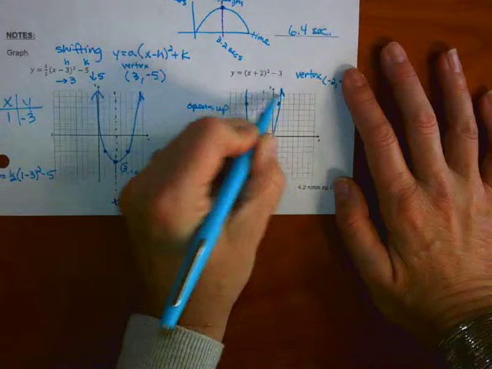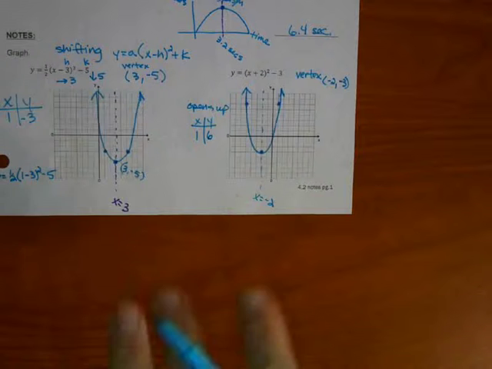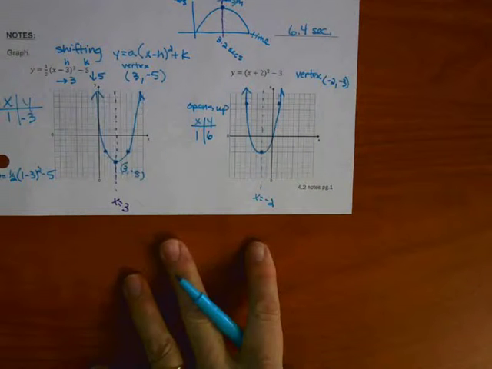So you're using the vertex, finding one other point and graphing it. Vertex form. Cool? Cool.